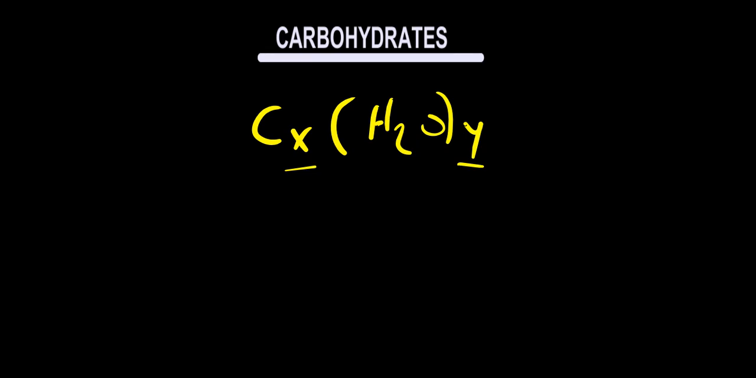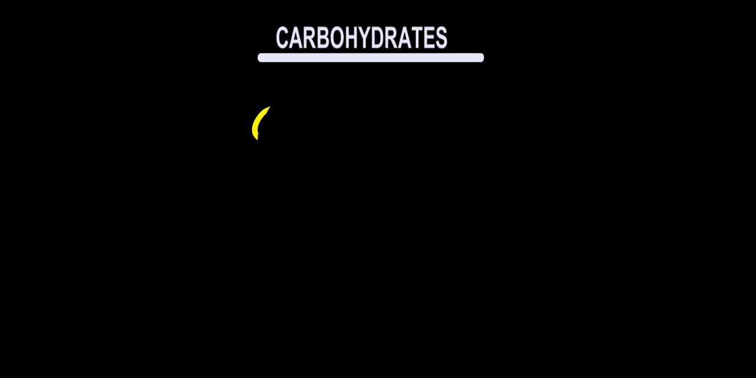Now let's talk about these carbohydrates. You realize that carbohydrates are widely distributed in plants and animals, where they act as structural molecules. They can also perform other metabolic functions of the cell.